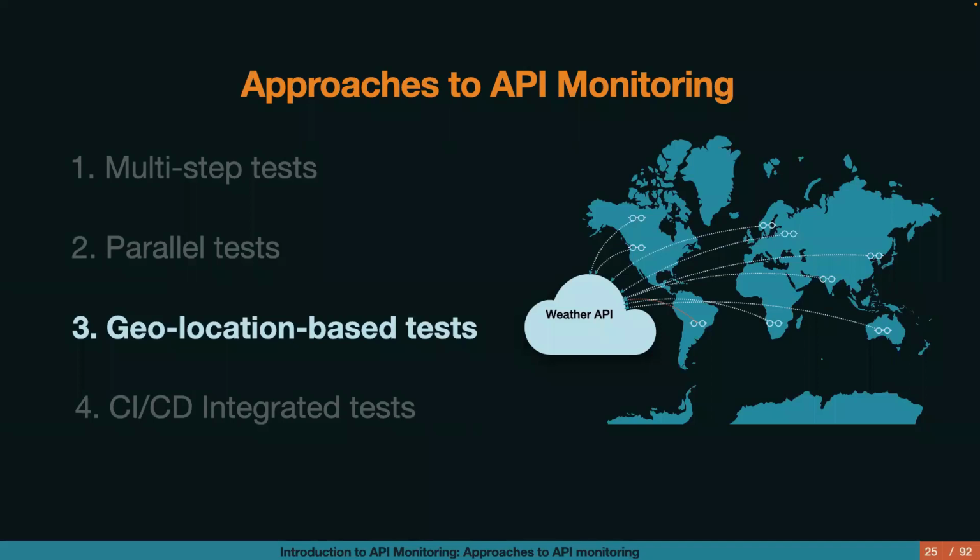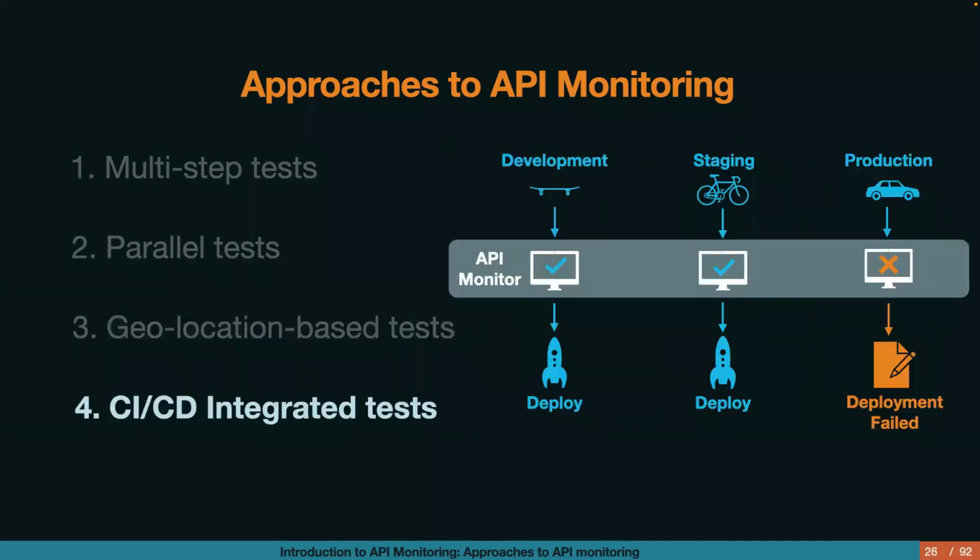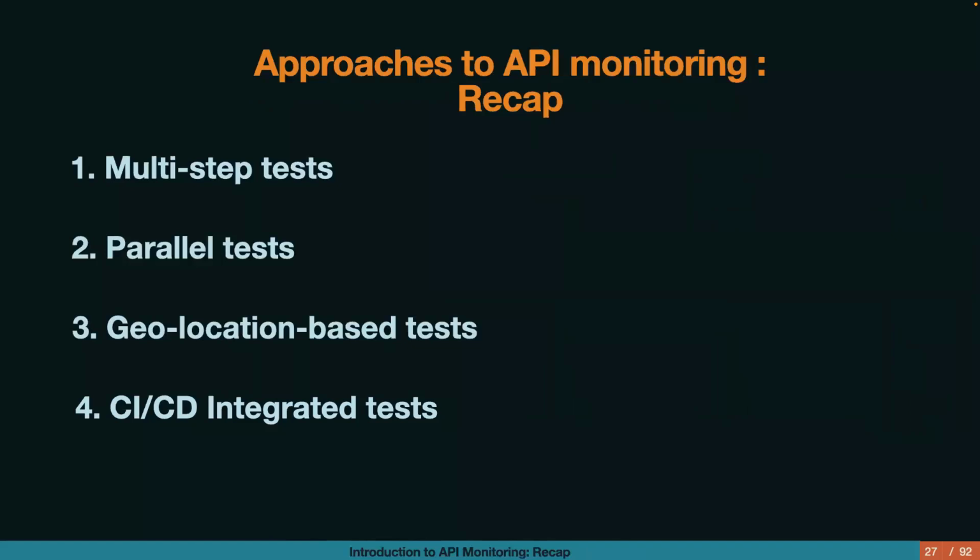Finally, we have CI/CD integrated tests. Some API monitoring tools also allow integration with CI/CD pipelines. This is often done by linking tests to multiple environments and setting deployment triggers that run these tests in response to new builds. This practice helps to ensure the API integrations don't break during frequent code-based changes. In summary, the approach chosen to monitor APIs will depend upon the use case. Whereas one company may prioritize geolocation-based tests, another might want to prioritize integration with their CI/CD pipeline.